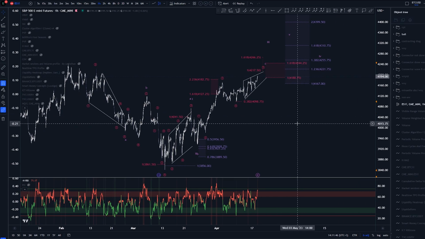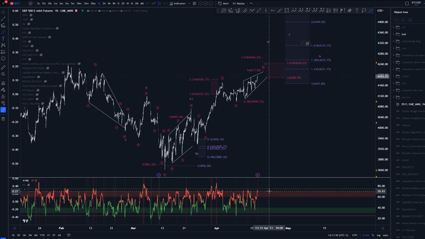But I think that is pretty much all the expectation that I have. Looking for this divergence to see if that plays out, and starting to potentially look for short opportunities here. But that's going to do it for this video.